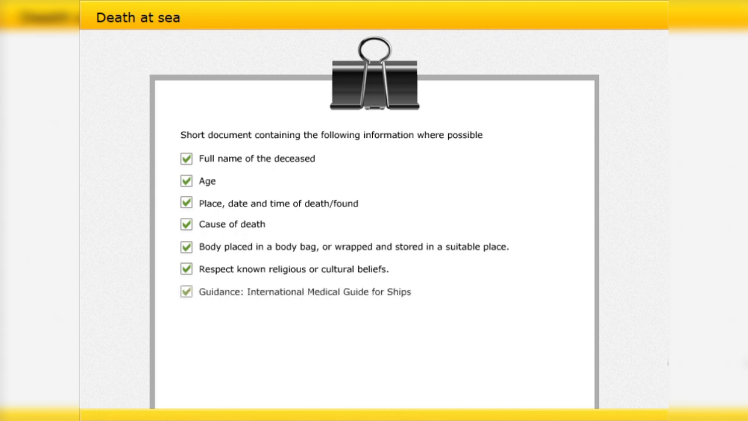The World Health Organization book, The International Medical Guide for Ships, is carried on board most ships. This contains advice on the care of a deceased person and the treatment of survivors. If it is known or suspected that a deceased person had an infectious disease, all material and objects which had been in direct contact with the deceased person must be cleaned and disinfected or destroyed.